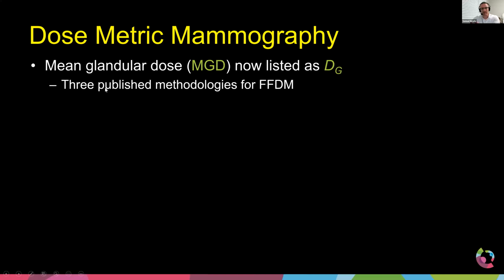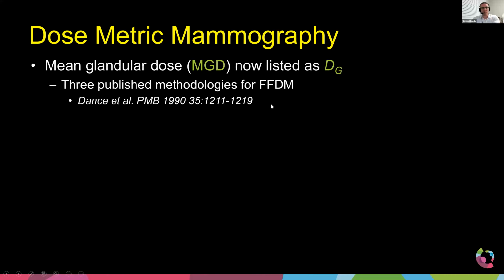This metric has been around for a little over 30 years now. The very first publication that came out was in 1990 by Dance and his colleagues. And this very first publication, some 30 years ago, was based on film mammography. So it only looked at the common targets of molybdenum and rhodium, and the common filters, which were molybdenum and rhodium. So the common combinations of target and filter were moly-moly, moly-rho, or rho-rho.